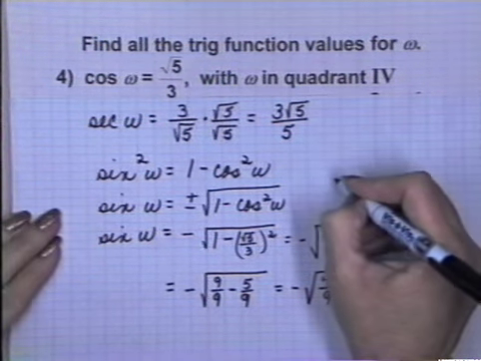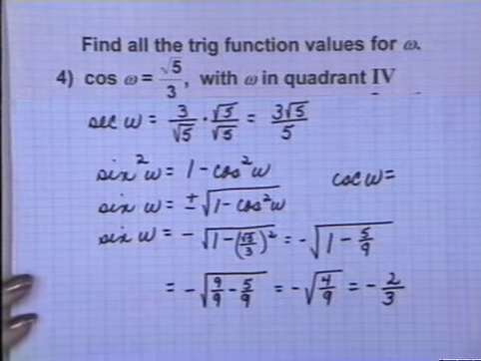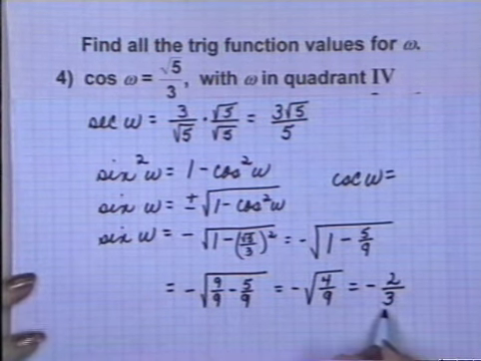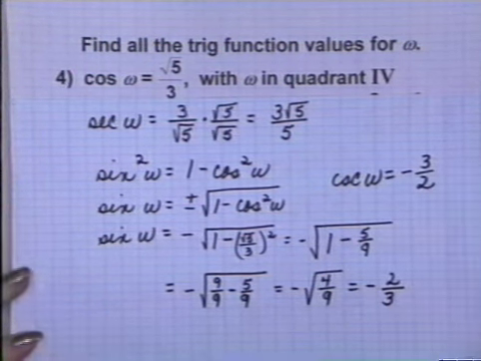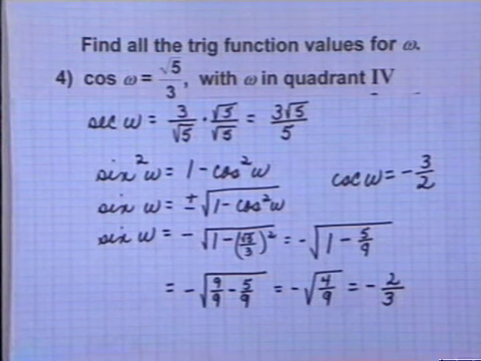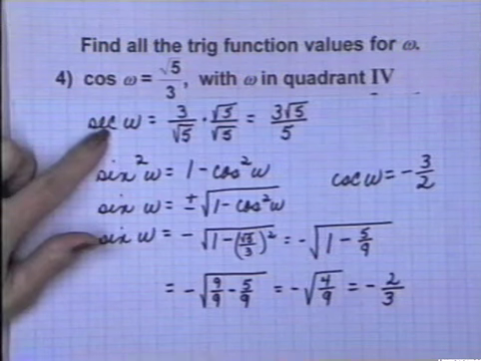Let's go ahead and write the cosecant of omega right up here. It is simply the reciprocal of negative 2/3, which is negative 3/2. So we have 4 of the functions. The other 2 functions that we need would be the tangent and the cotangent, and we could find the cotangent using the Pythagorean identity that relates.